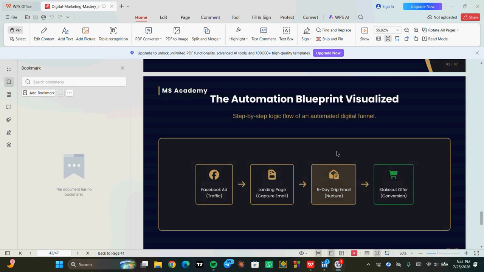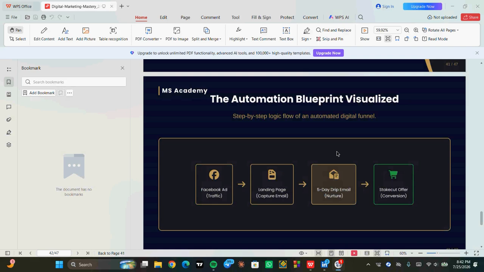Basically, the automation blueprint is just a step-by-step logic flow of an automated funnel which connects software to move users from cold visitors to paying customers automatically, 24/7. I'll be explaining each one by one, from the Facebook ad to the conversion.